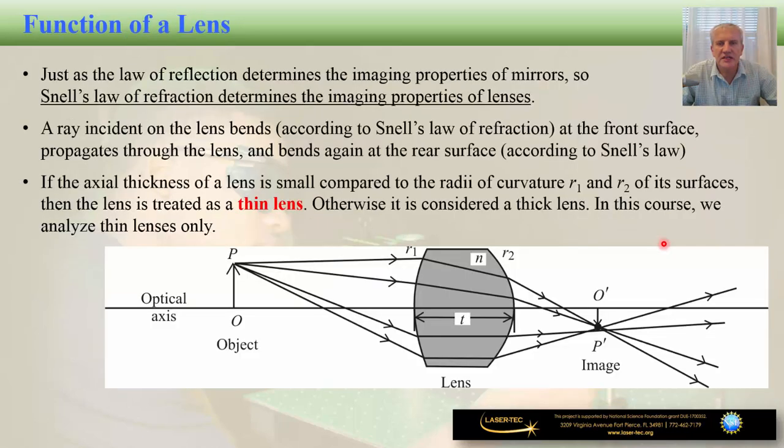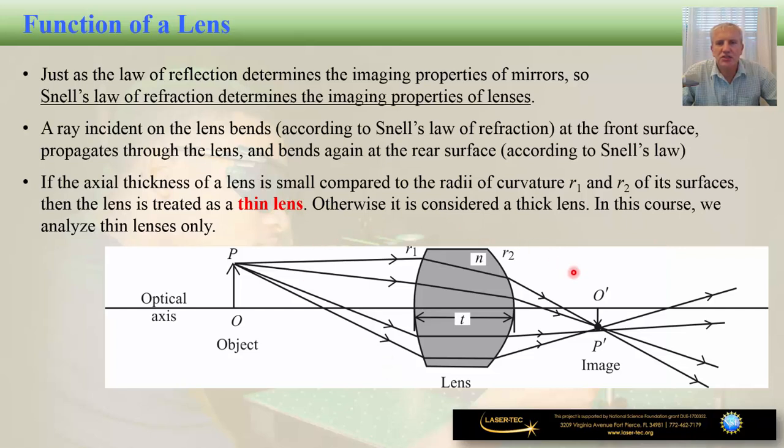Now that we introduced the lens as an important optical component and saw a few different shapes of lenses, let's talk about how light propagates through this important optical component. In a similar way to how we analyzed mirrors and used the law of reflection to explain how the light interacts with the mirror, in the case of a lens we are going to be using the phenomenon of refraction and Snell's law of refraction to explain how the light propagates through the lens.